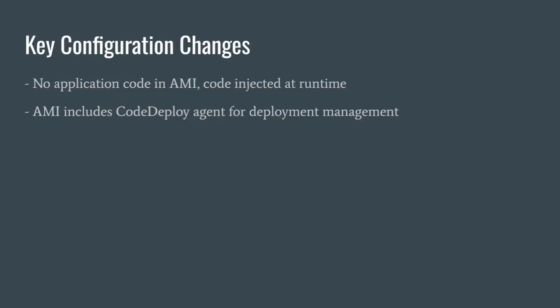Here's what's different in this architecture. There is no code in the AMI. Unlike traditional approaches where application code is baked into the Amazon Machine Image, here we inject the code during the deployment phase. This is ideal for dynamic, scalable environments where the code may need frequent updates.